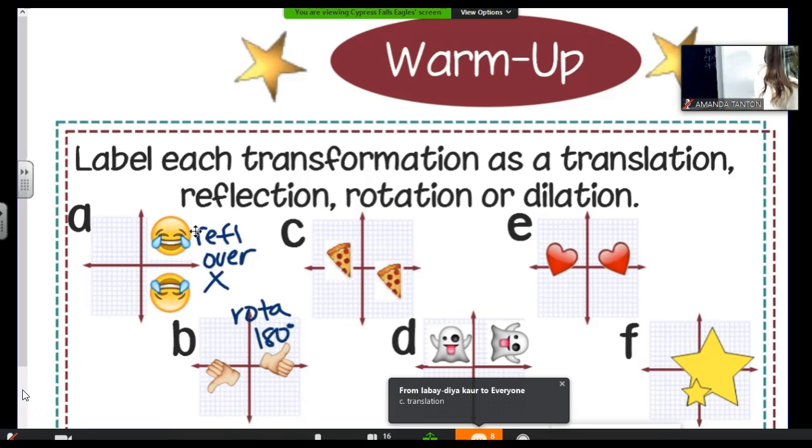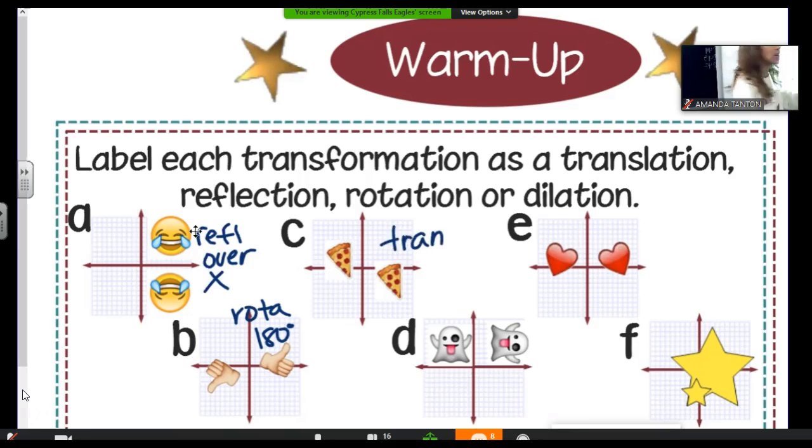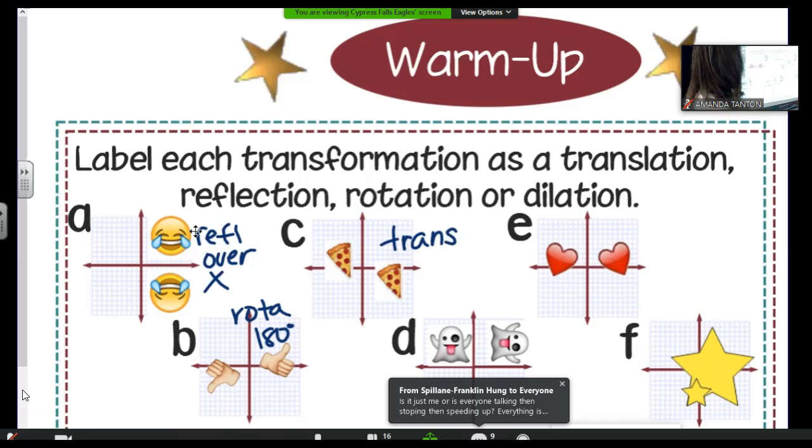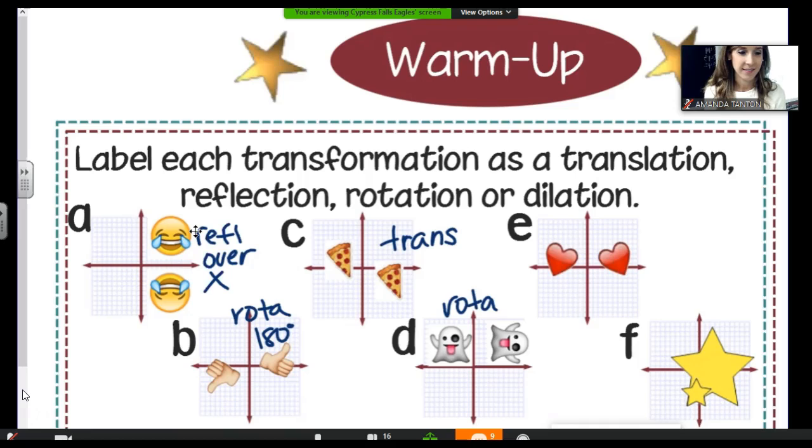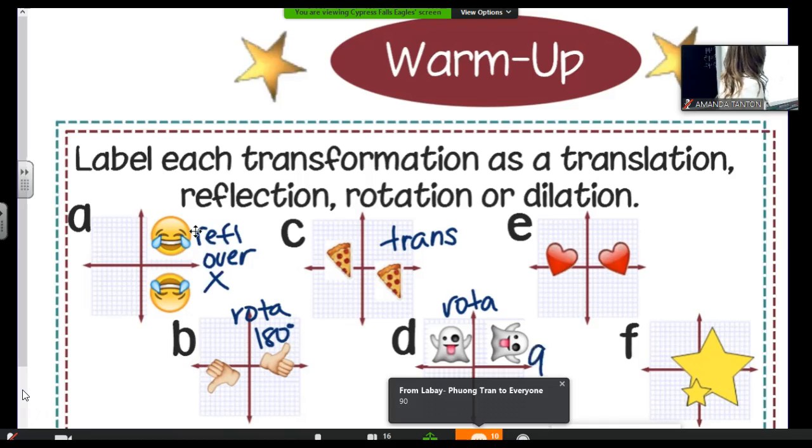Translation. I won't make you count and tell me what type of translation it is. We'll get into that so much more during the lesson today, I promise. What about D? You can use them more than once. Yeah, it's another rotation. How many degrees is this one? 90. Or? Yeah, I heard that. Good. 270. Or 270. It depends.